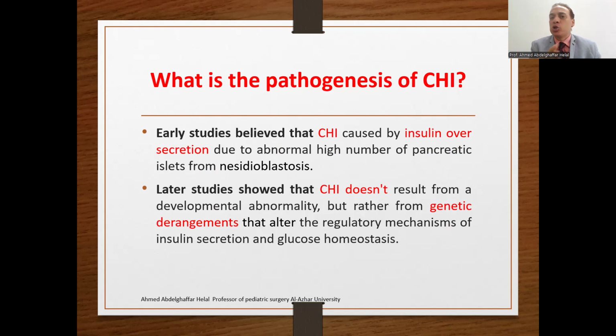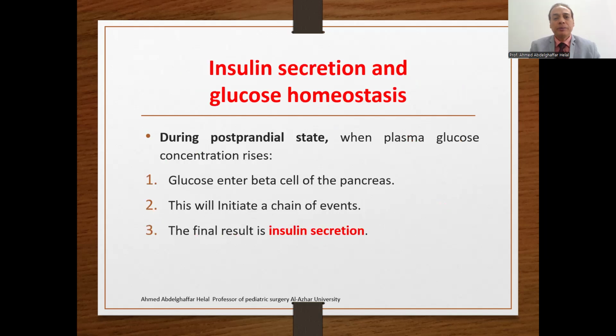However, the later studies showed that no, it's not an over-secretion, it is a genetic abnormality in the regulatory control of the insulin secretion and glucose homeostasis. Let's see. To summarize, during the postprandial state, when we eat, the plasma glucose concentration rises and the glucose will enter the beta cells of the pancreas, and this will initiate a chain of events. The final result is insulin secretion.